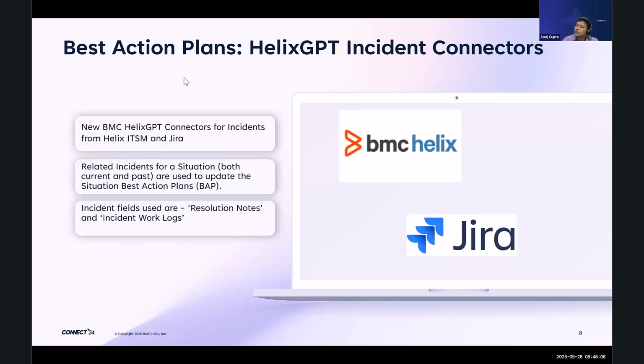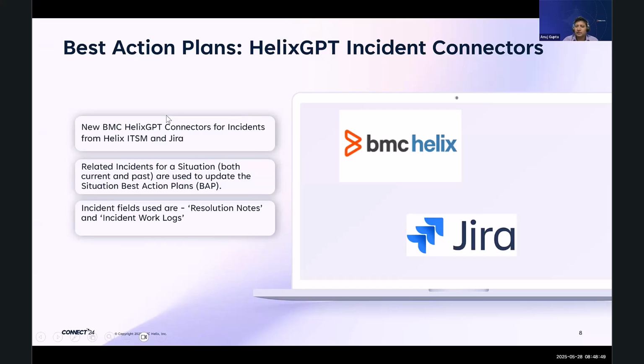As part of the situation best action plans, we are looking right now at BMC Helix and Jira to get the incidents data. Specifically, we look at the resolution notes and the incident work logs. We feel there is a lot of information that can be handy. Our Helix GPT also considers that and gives a much more contextual and precise RCA rather than a very general resolution for our situation. By leveraging this information, it can give you much more precise information about the problem.